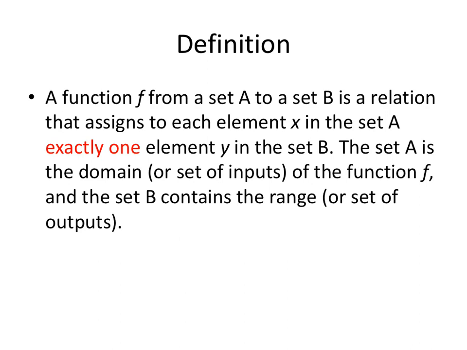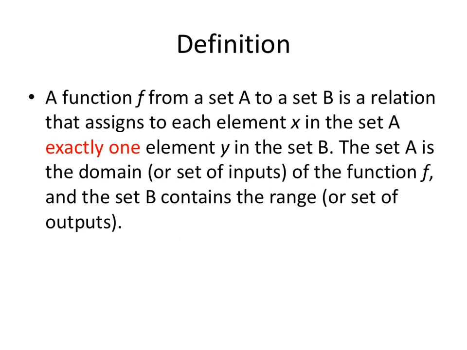So first, what is a function? A function f from a set A to a set B is a relation that assigns to each element x in the set A exactly one element y in the set B. The set A is the domain, or the set of inputs of the function f, and the set B contains the range, or set of outputs.